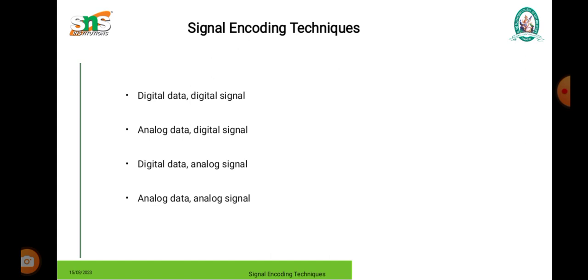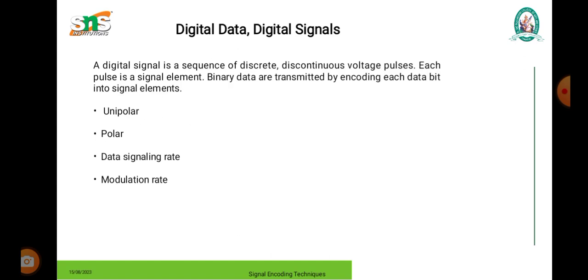Next is signal encoding techniques. They are classified into four types: digital data, digital signal; analog data, digital signal; digital data, analog signal; and analog data, analog signal. Let's discuss one by one. The first one is digital data, digital signal.